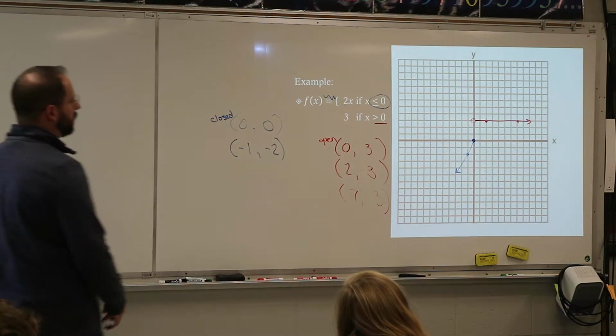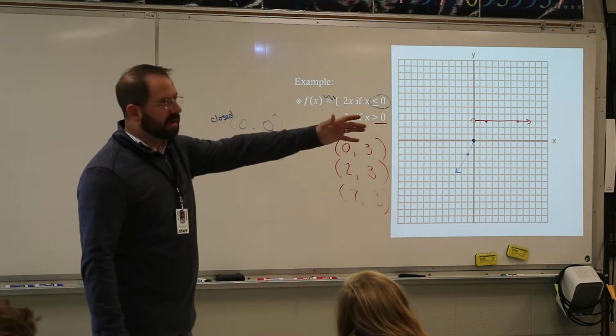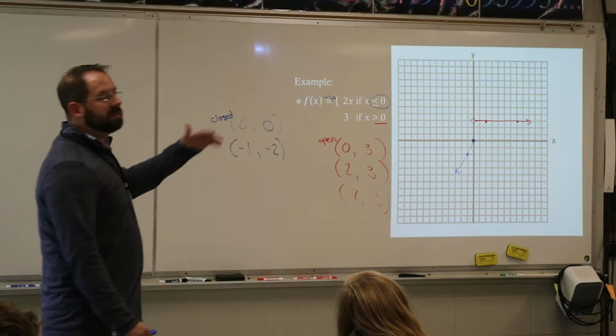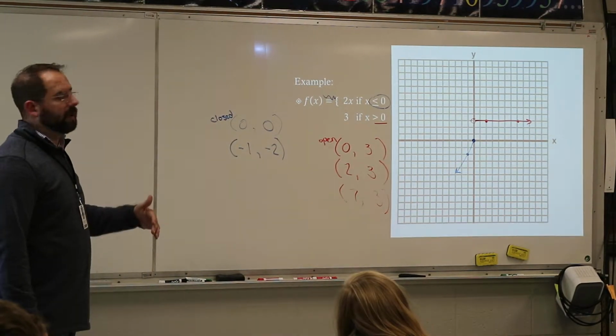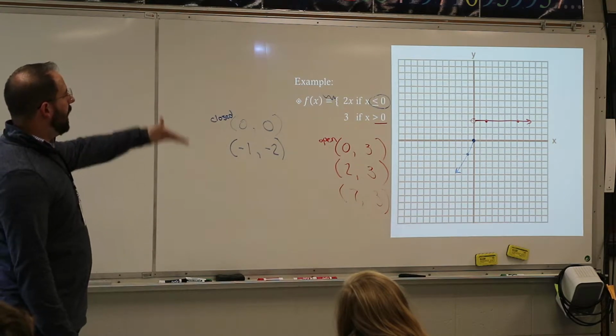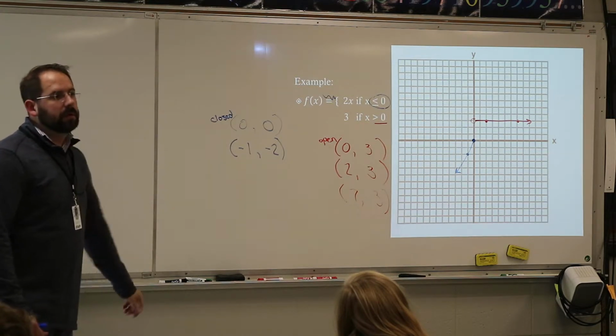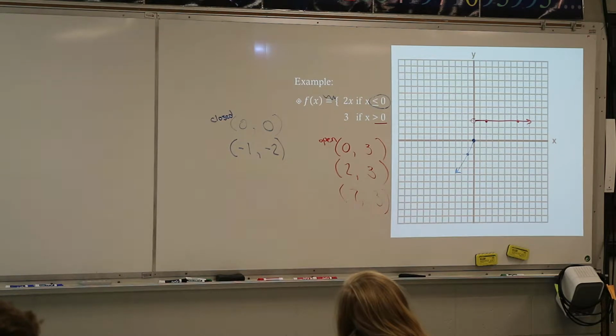The domain is literally all real numbers because I can use every x. Every x is accounted for. The y's though, the range is really goofy. It goes from -infinity up to 0, and then there's another number at 3. All right, questions?